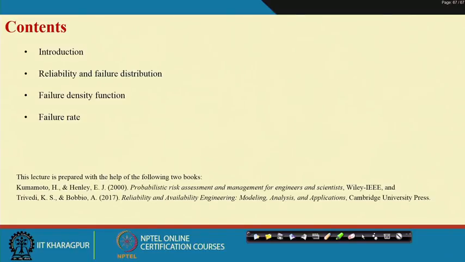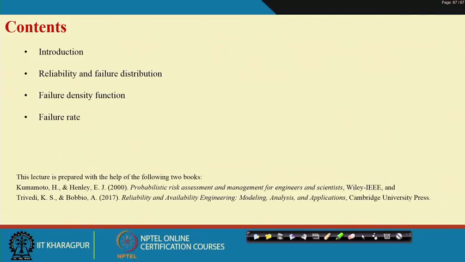We will introduce what we mean by quantification of basic event, and then reliability and failure distributions will be discussed, failure density function and failure rate, hazard rate, that will be discussed.